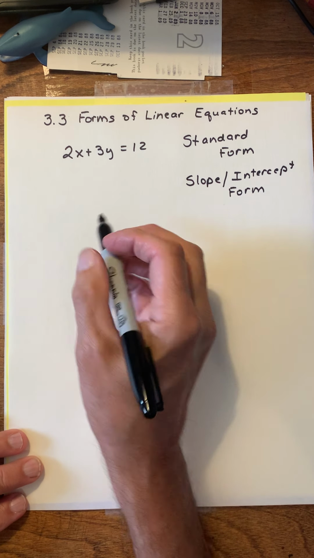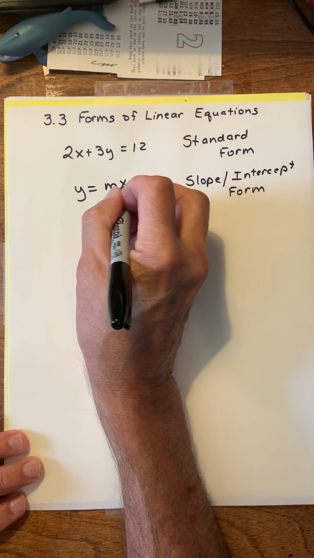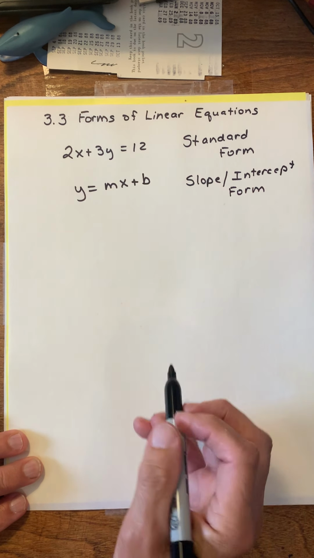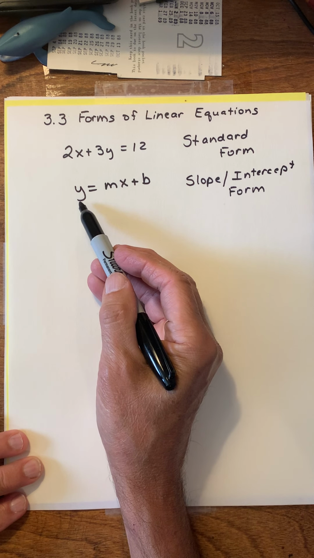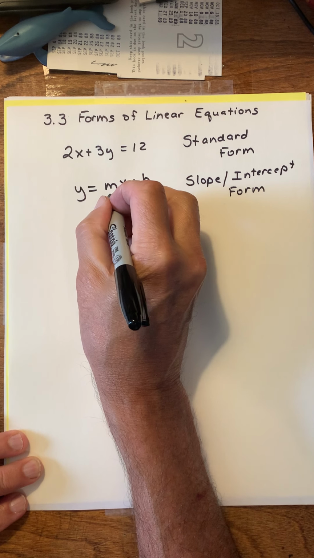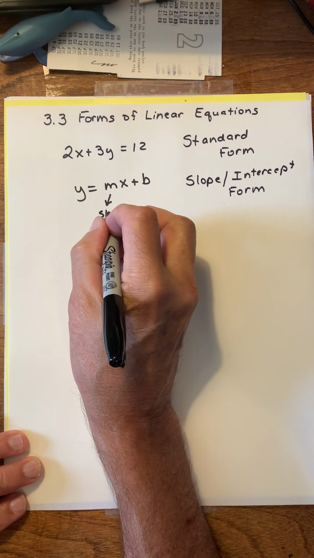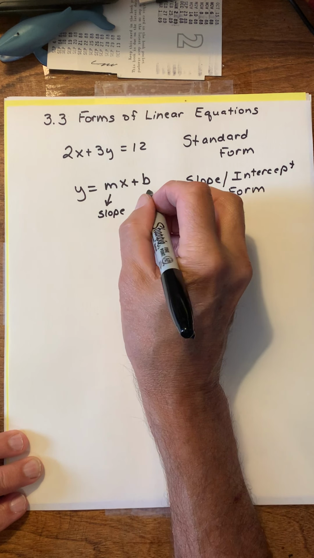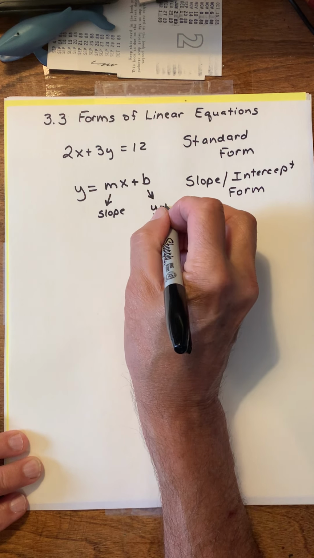And most of you know it looks like this. y equals mx plus b. In other words, you have solved a linear equation for y. When you do, the number in front of your x is your slope, and the constant number at the end is your y-intercept.